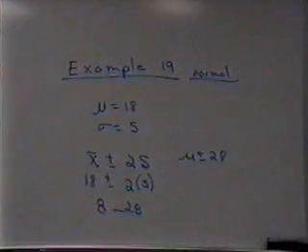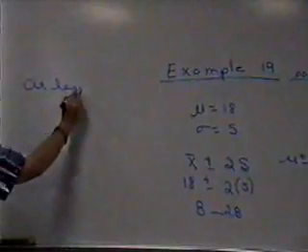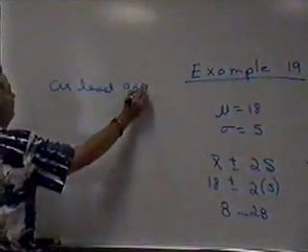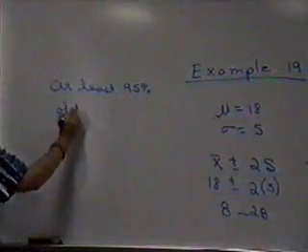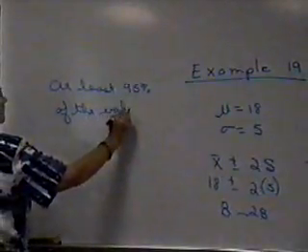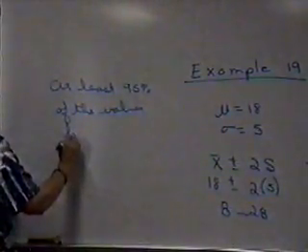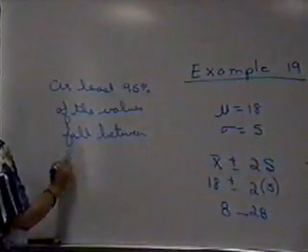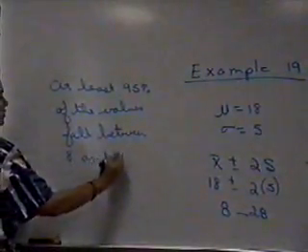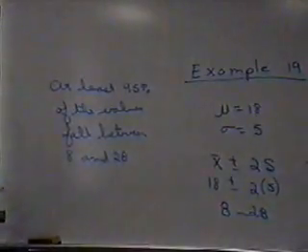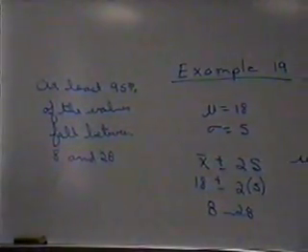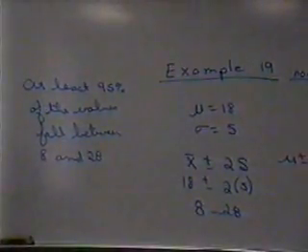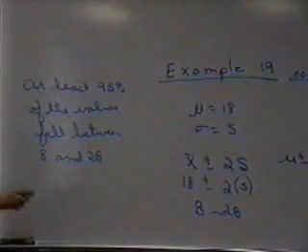So what we say here is at least 95% of the values fall between 8 and 28. The thing to notice here was we could use the empirical rule because they told us normal. If they didn't tell us normal, we would have had to use Chebyshev's.